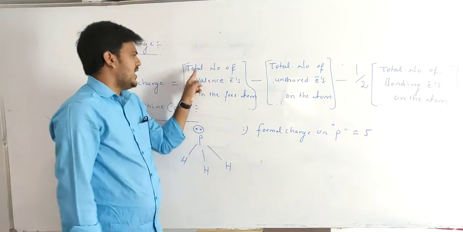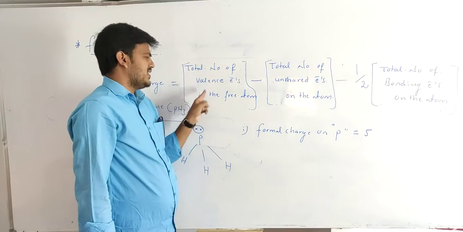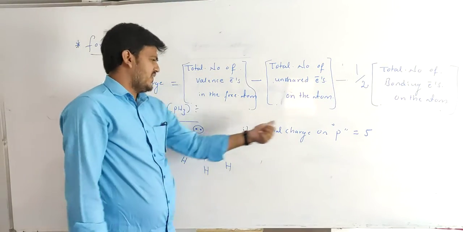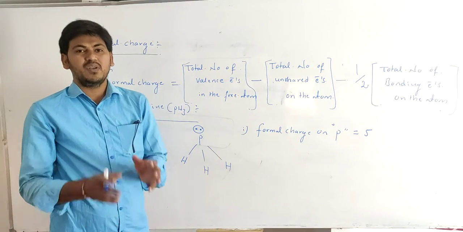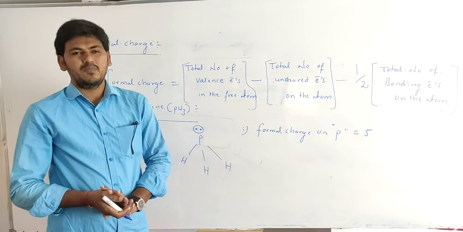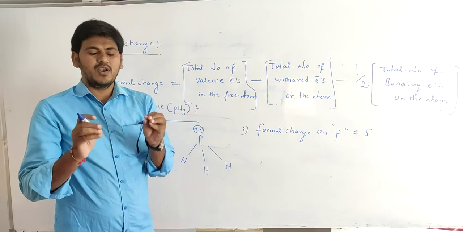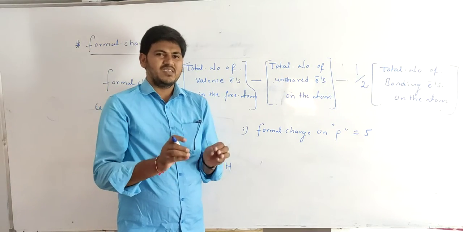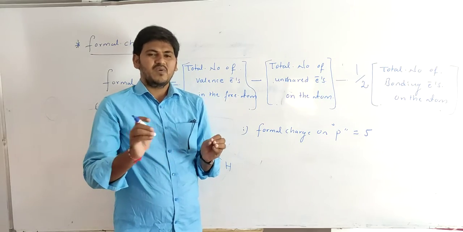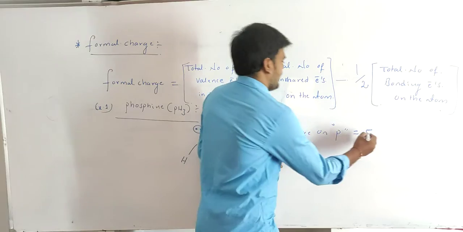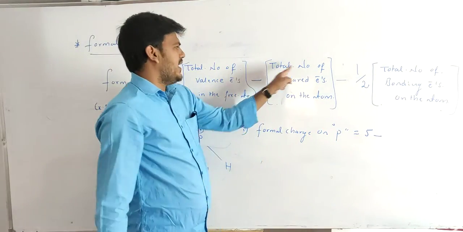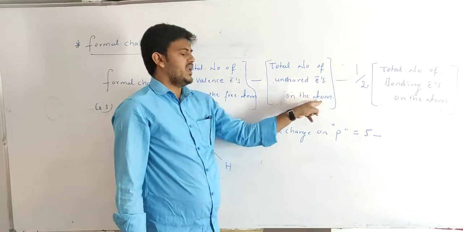So, the total number of valence electrons in the free atom. The free atom here is phosphorus, and phosphorus valence electrons are 5 because phosphorus is a fifth group element. Valence is always equal to the group number. So phosphorus valence electrons are 5. Minus the total number of unshared electrons on the atom.